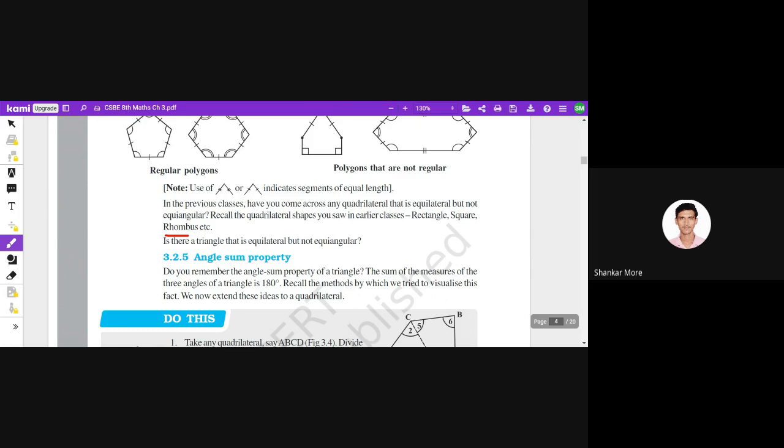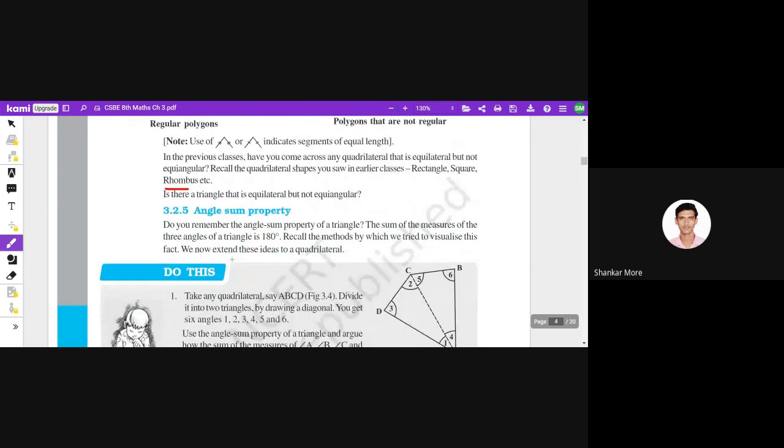So the next topic that we want to study is the angle sum property. Do you remember the angle sum property of a triangle? Obviously, you must be remembering, right? The sum of the measures of the three angles of a triangle is 180 degrees. Recall the methods by which we tried to visualize this fact. Now we extend these ideas to quadrilaterals.